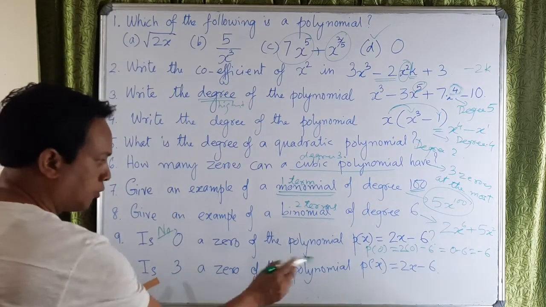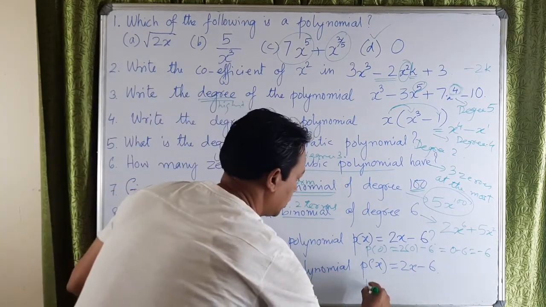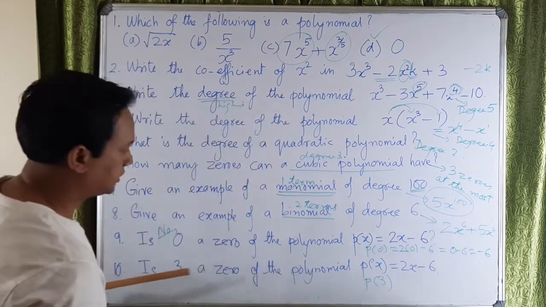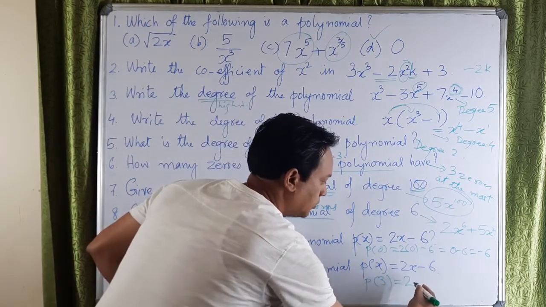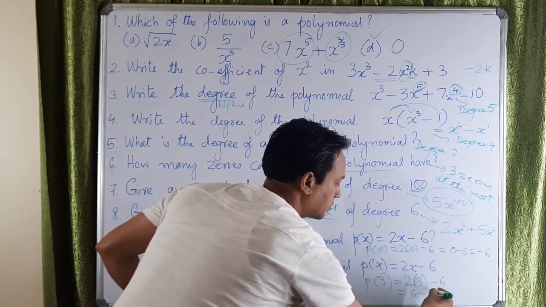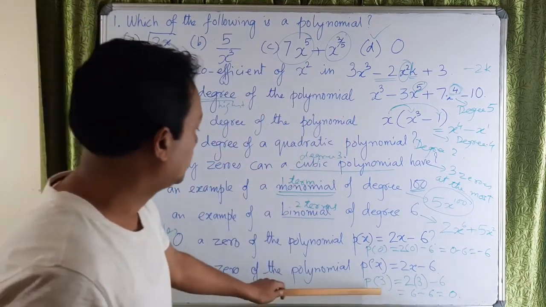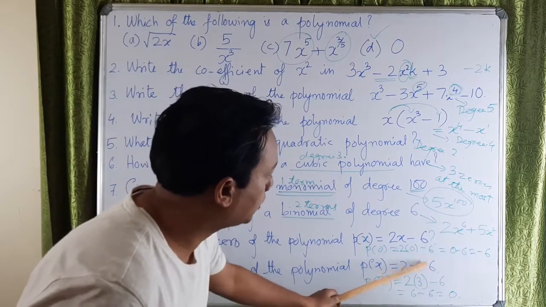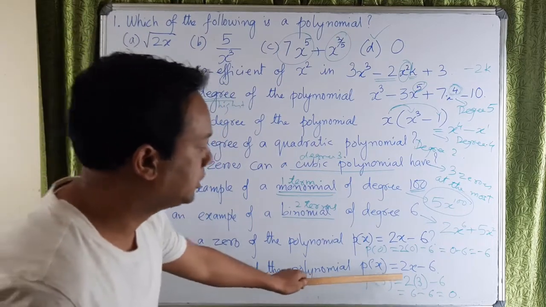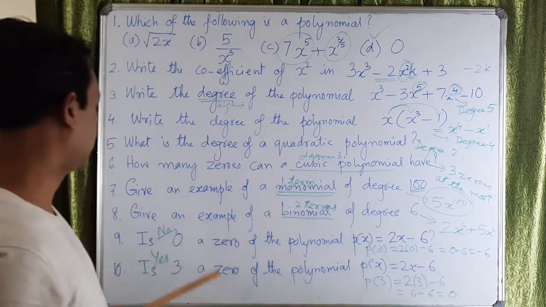Let's see the next question. Same polynomial. Is 3 a zero of this polynomial? Let's see if it is 0 or not. So what do we do? Instead of x, we'll put 3 and see what is the answer. Wherever x comes, it will become 3. So 6 minus 6, how much are we getting? 0. So the value of this polynomial comes out to be 0 when I substituted 3. Since P of 3 we got 0, yes, 3 is a zero of this polynomial.